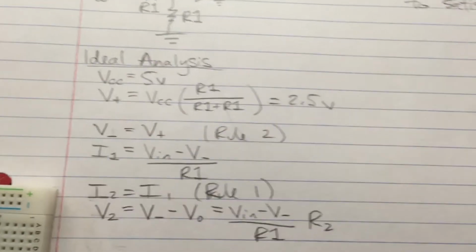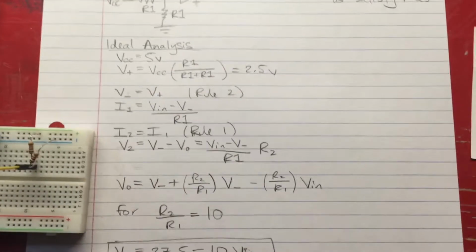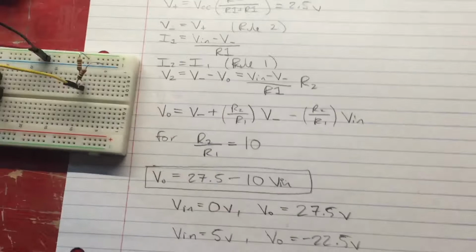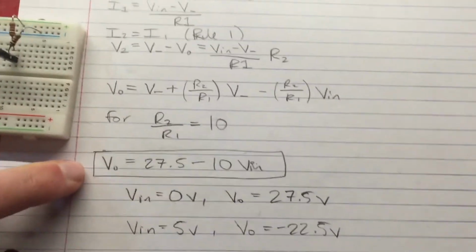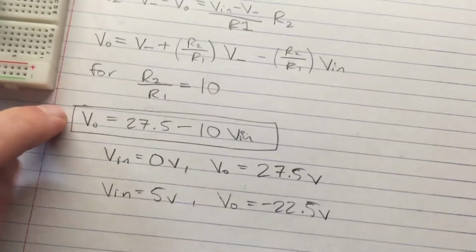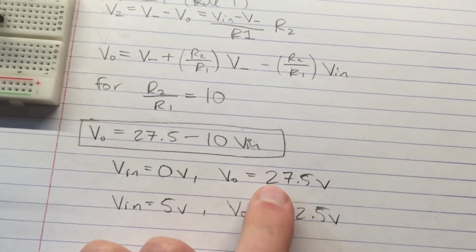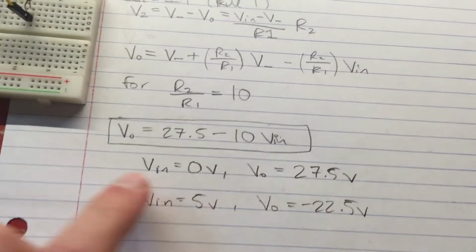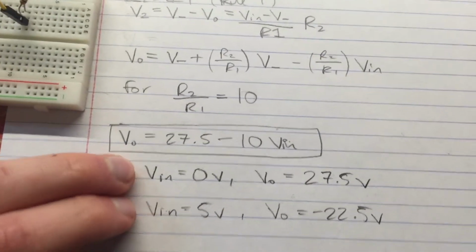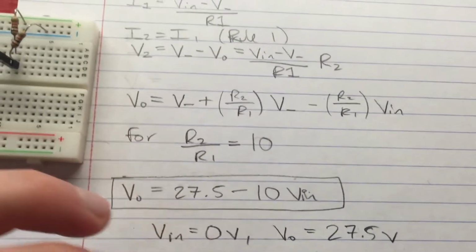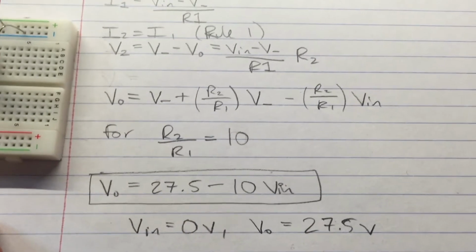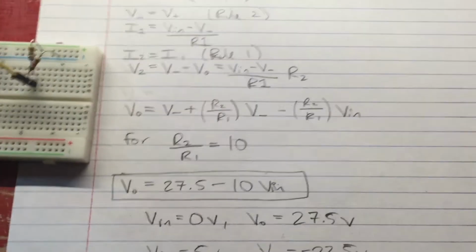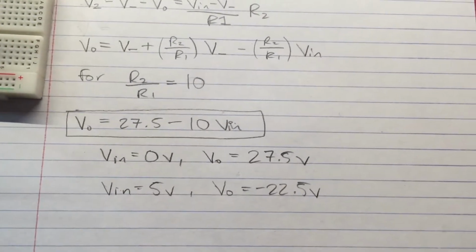According to the ideal analysis of the circuit and a gain of 10, the op-amp will be governed by this equation here, which will result with an output of 27.5 and negative 22.5 while varying the input from 0 and 5 volts. Since the voltage supply is 0 and 5 volts, we would expect these outputs to be clipped at those inputs as the op-amp is saturated.